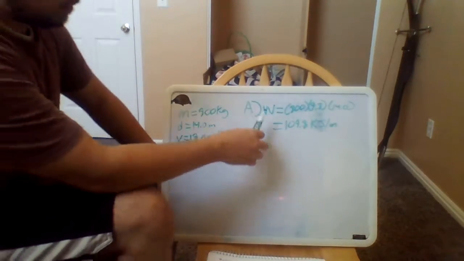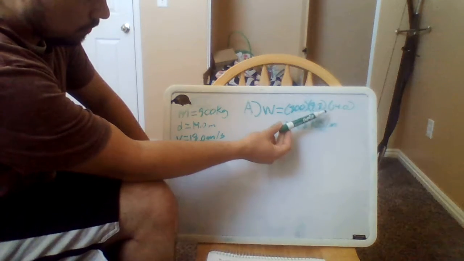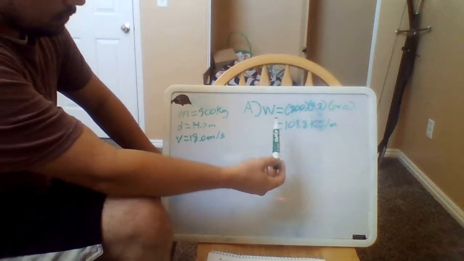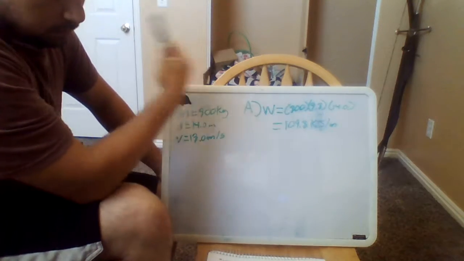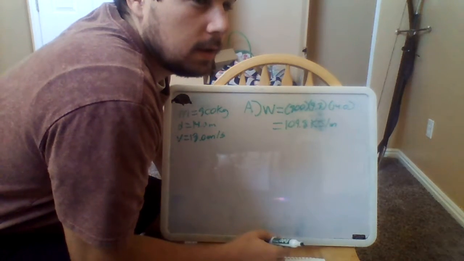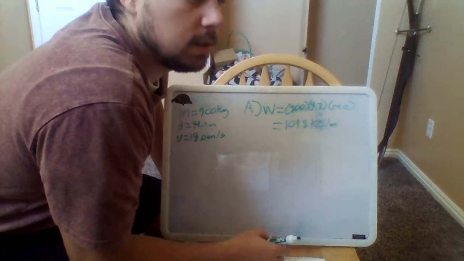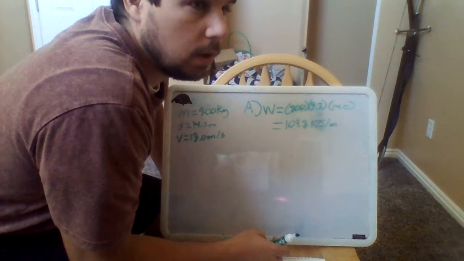So to find the work done, we just plugged in. We took our 800 times our gravity times the distance. It gives us 109.8 kilojoules per minute. That's the work required. How much work is done in a minute to lift the water.